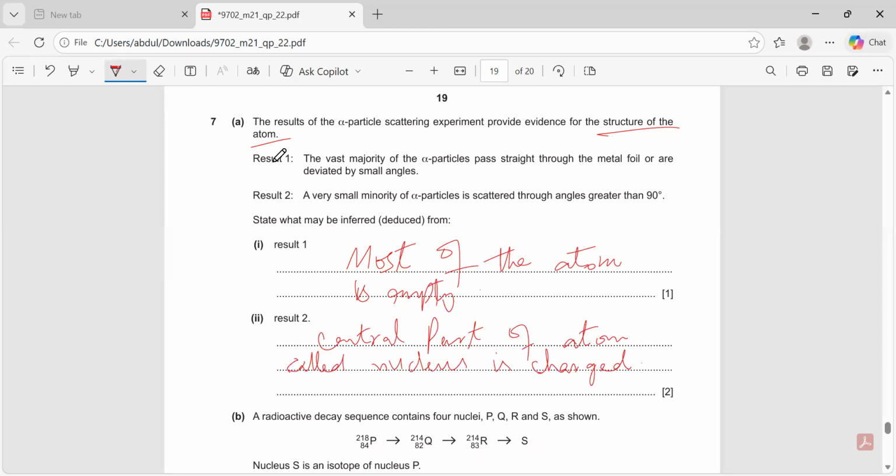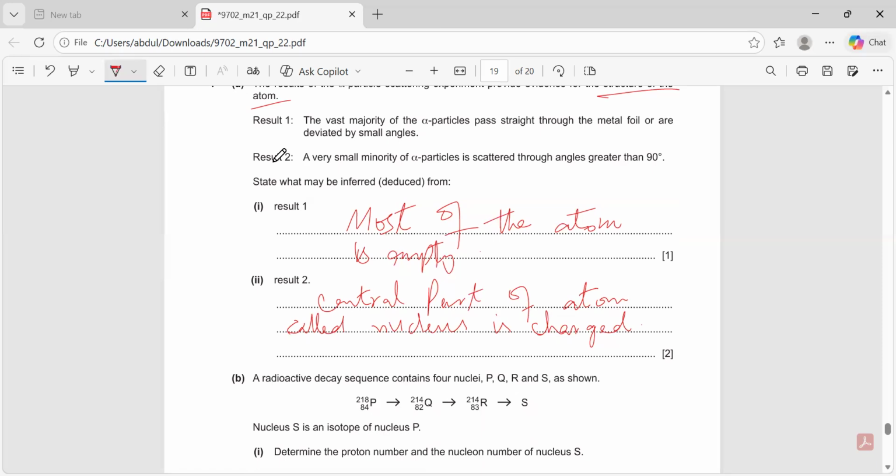If they are reflected through more than 90 degrees, one thing, repulsion is there. Secondly, there is something massive which is repelling them, which is reflecting them. So most of the mass is concentrated in the nucleus. Most mass of the atom is concentrated in the nucleus. There are 2 marks, so my dear sons, you can write these 2 points for 2 marks.